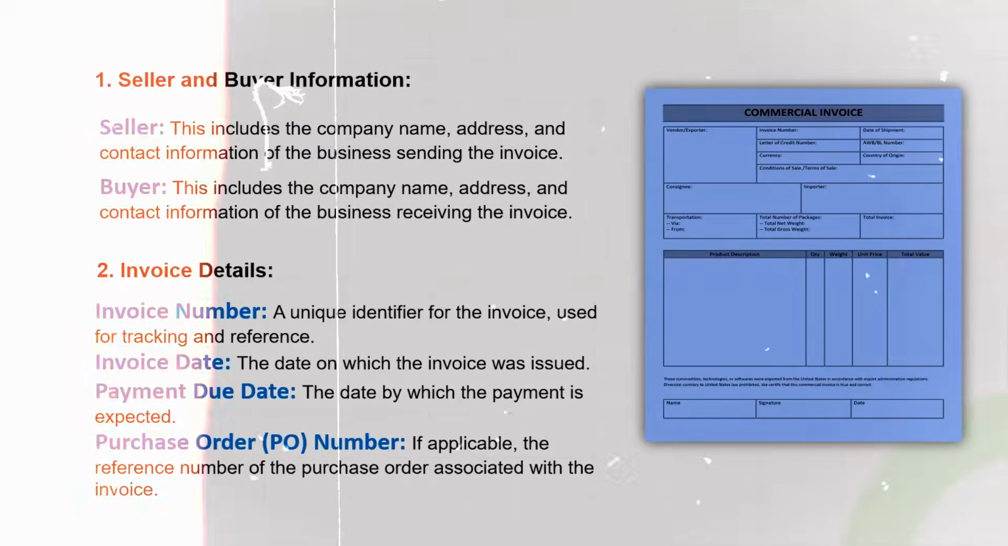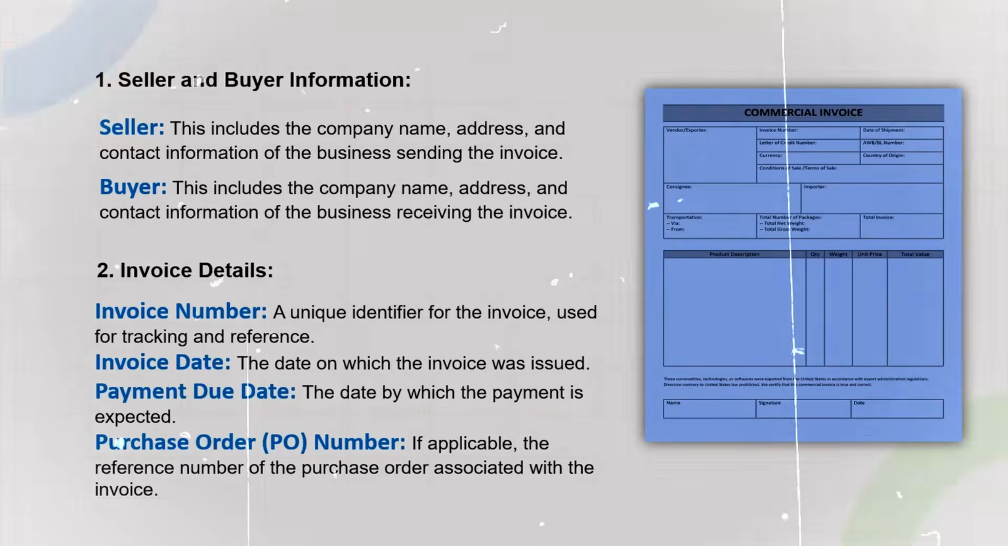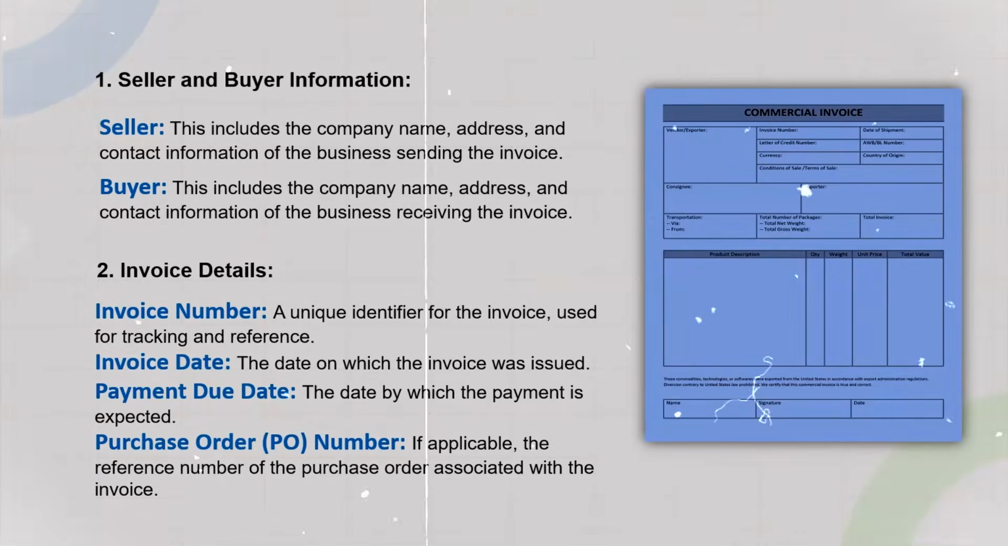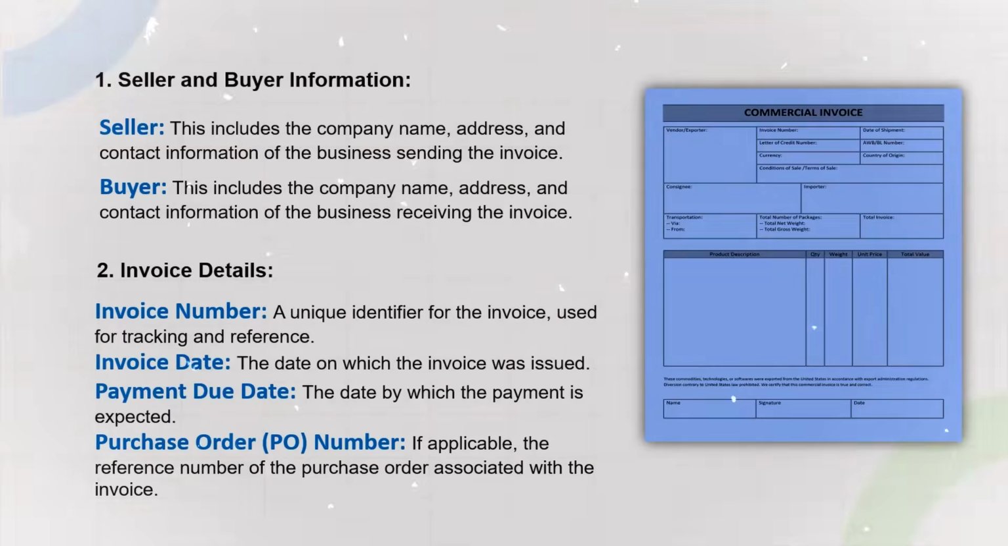Moving ahead, our second category was invoice related details. So what kind of invoice related details will we find? Like invoice number, invoice date, payment due date, and purchase order number. So you will find a purchase order number on an invoice only when it is a PO based invoice. So what is a PO based invoice? What is a non-PO based invoice? We are going to cover those topics as well in this video in the later part.